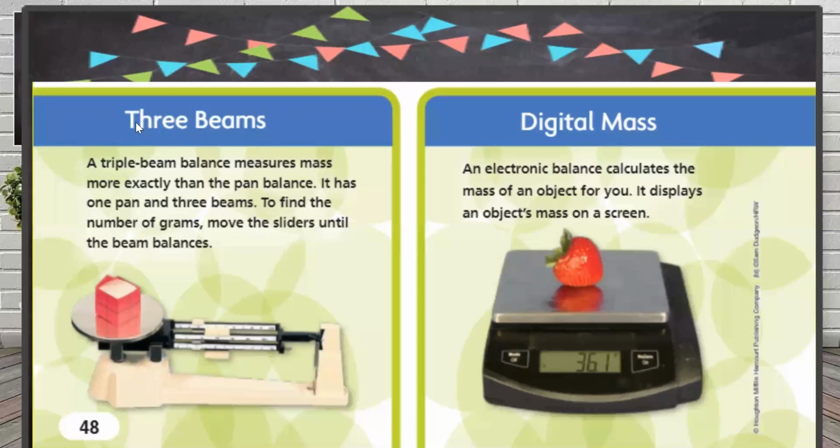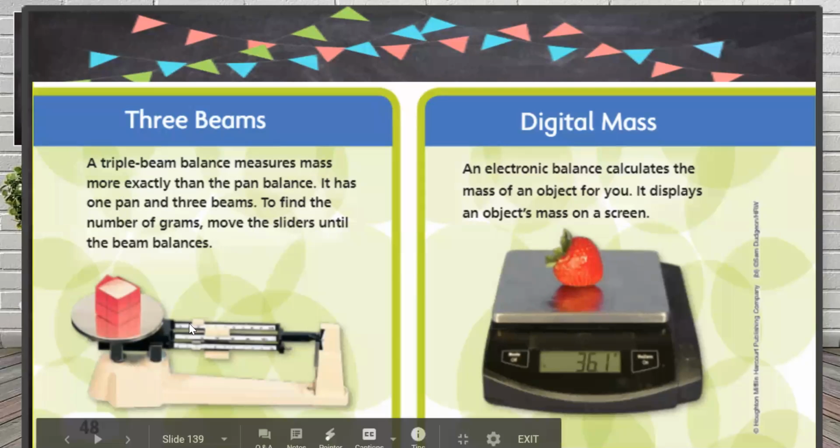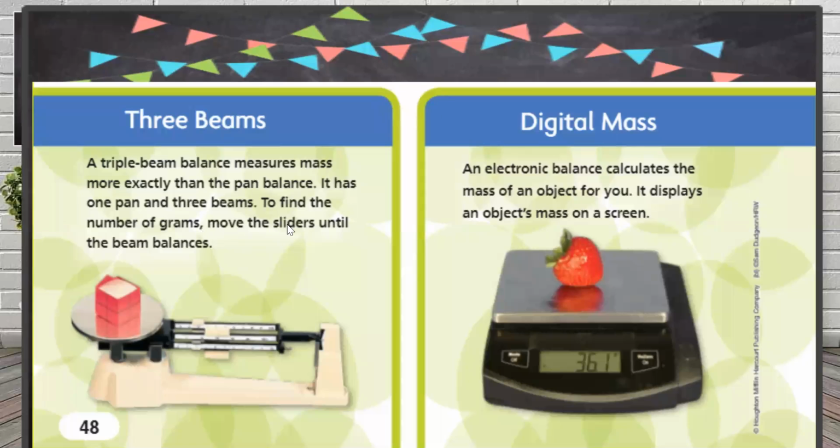And over here, the 3 beams. What do I mean by the 3 beams? A triple beam balance measures mass more exactly than the pan balance. It has 1 pan and 3 beams. Can you see the 3 beams over here, guys? Yes. To find the number of grams, move the slider until the beam balances.